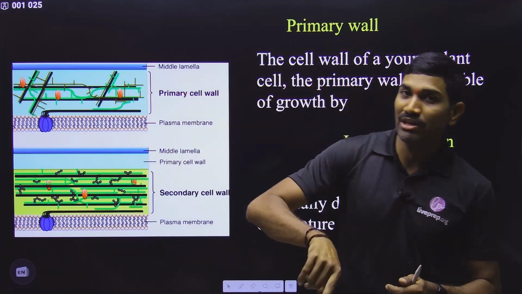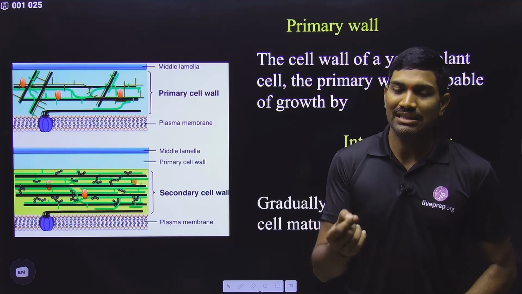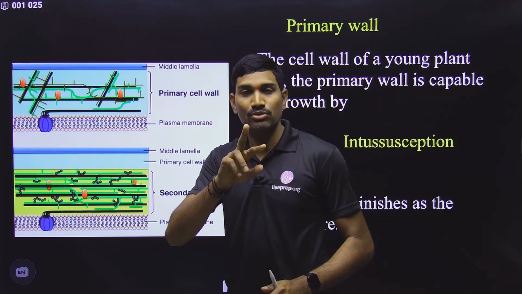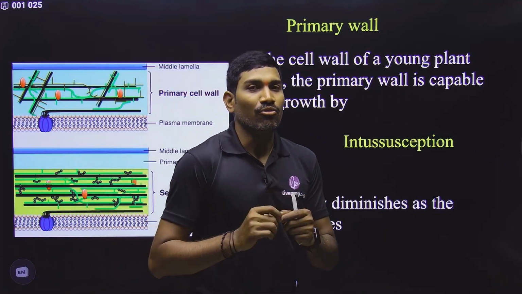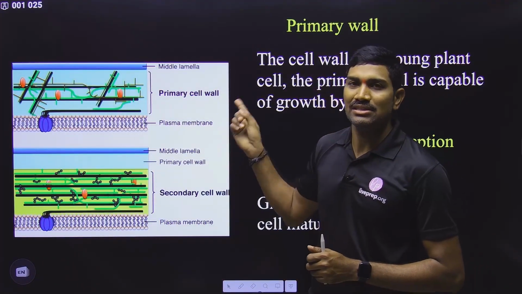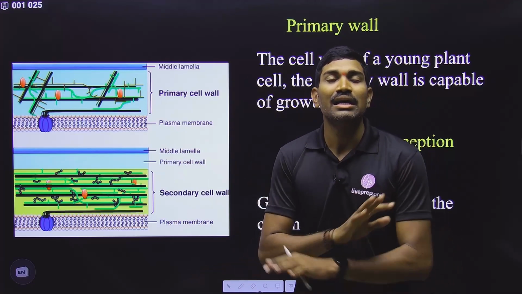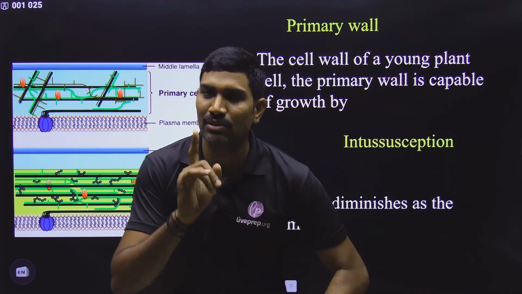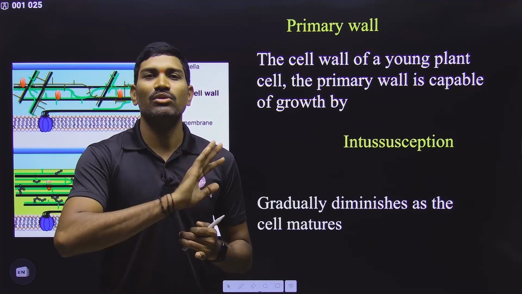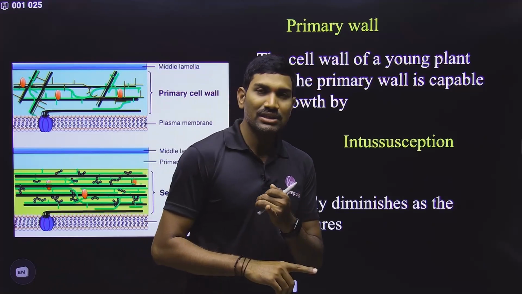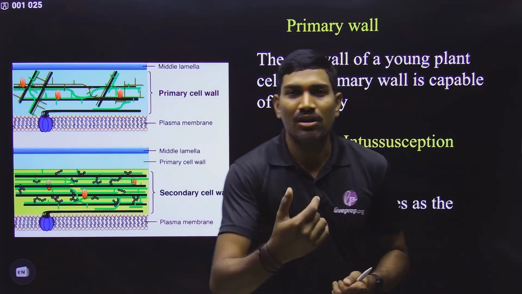Why are you calling the primary wall the cell wall of young plant cells? Why are you not calling it the cell wall of mature plant cells? You need to understand these words, then only you can understand NCERT words. Why is it called the cell wall of young plant cells? Because young plant cells do not have a secondary wall. Young and growing cells don't have a secondary wall. In those cells, the primary wall only is present. That's why it is called the cell wall of young plant cells.